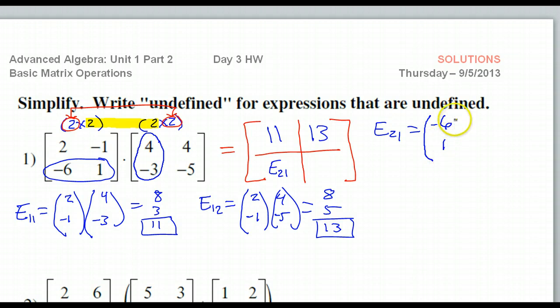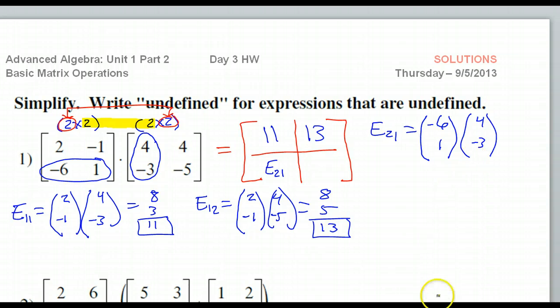Negative 6, 1. It's row 2 times column 1, which is 4, negative 3. If I multiply this out, I'm going to get negative 24 and a negative 3, right? So that's going to make negative 27. Okay, so that's what element 2, 1 is.